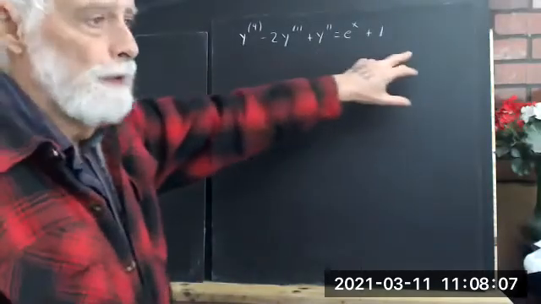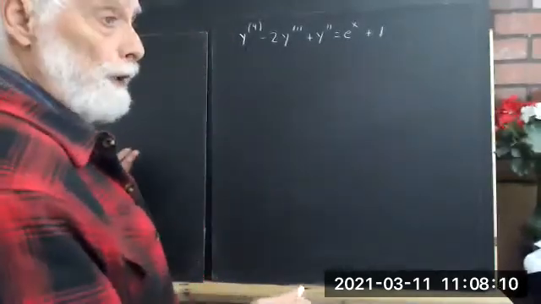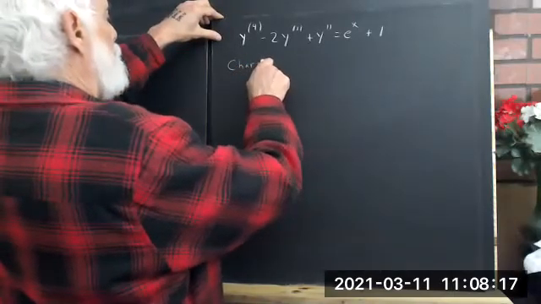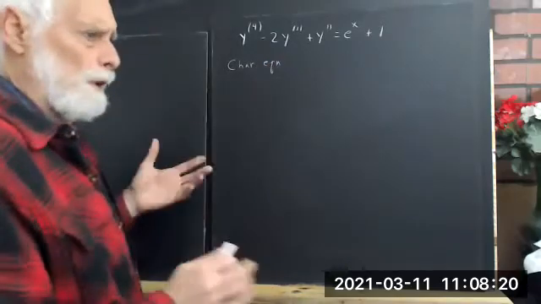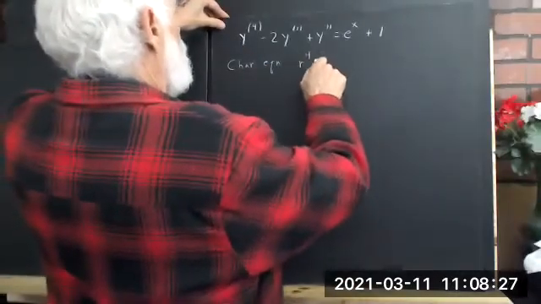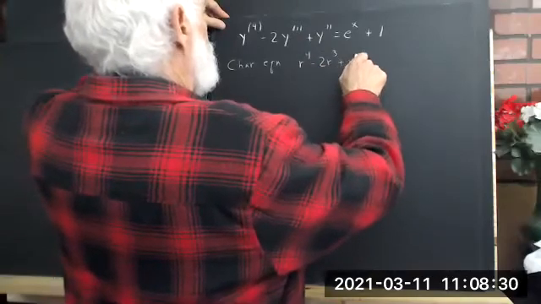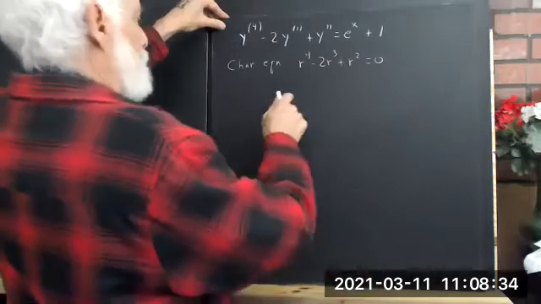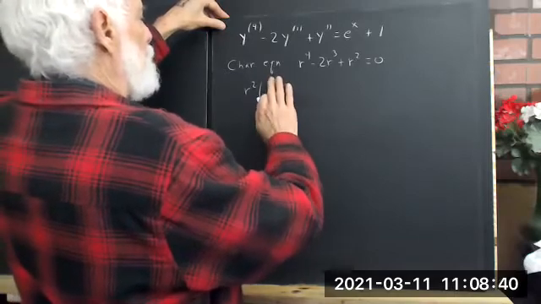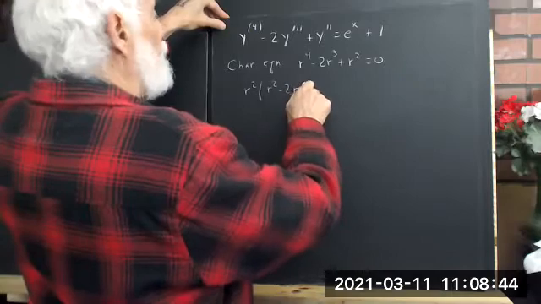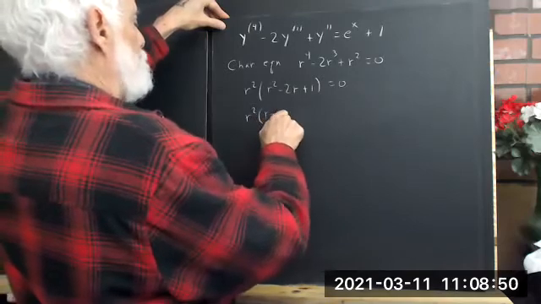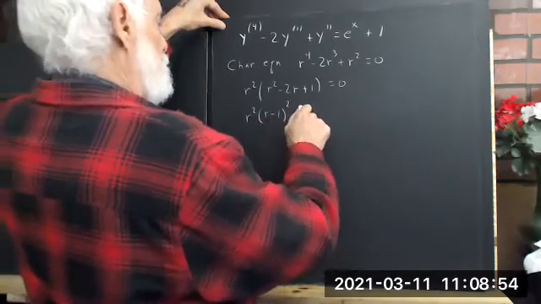Okay, so we have this equation and we want to solve it. Now, the characteristic equation, I think your book calls it something else, and I'm going to try to remember what that is going to be: r to the fourth minus 2r cubed plus r squared equals 0. And that factors into r squared times r squared minus 2r plus 1 equals 0, which is then r squared times r minus 1 squared equals 0.